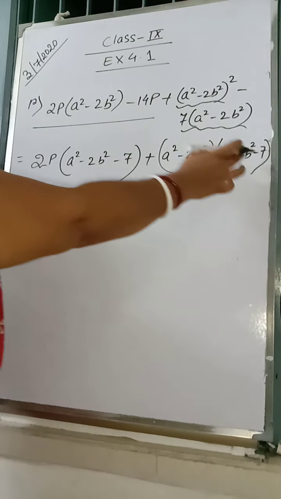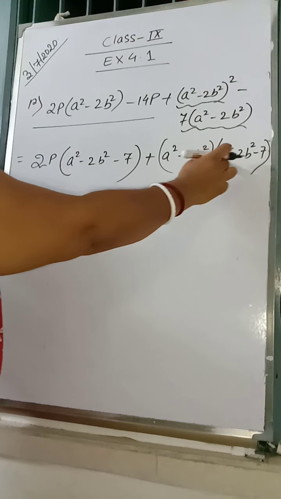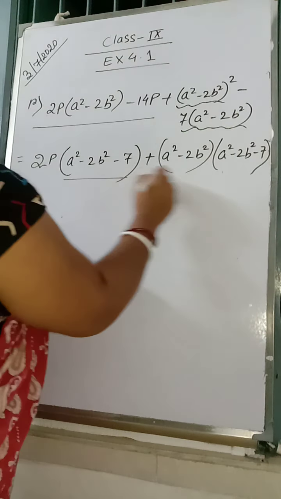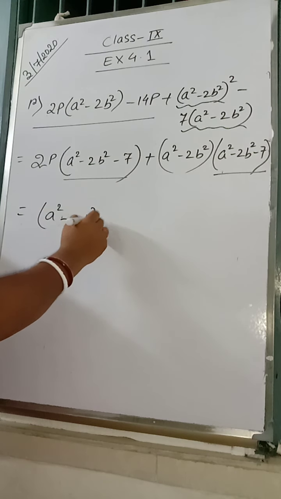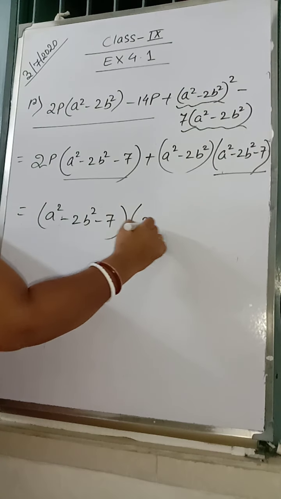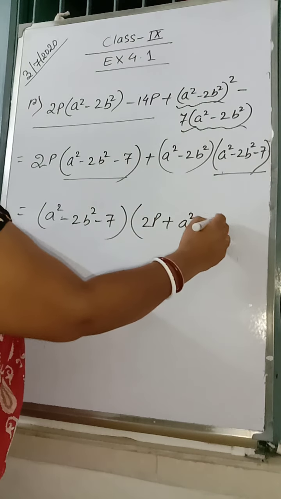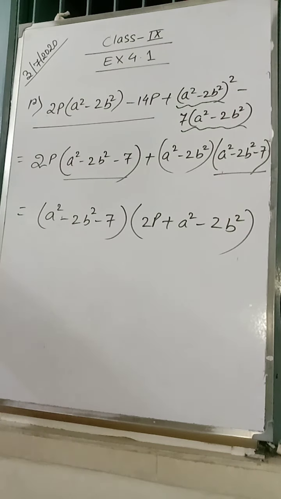This is taken common, only 7 is left here, and though it was whole square, a minus 2b square is left. Now from this, we can take a square minus 2b square minus 7 as common. Here I am left with 2p plus a square minus 2b square. Done. Only you have to be careful what has to be taken common and how to group it, because the question is based on grouping. If you group it properly, if you arrange it properly, there will not be any confusion. If you cannot, then you will have confusion and you will not get the answer.